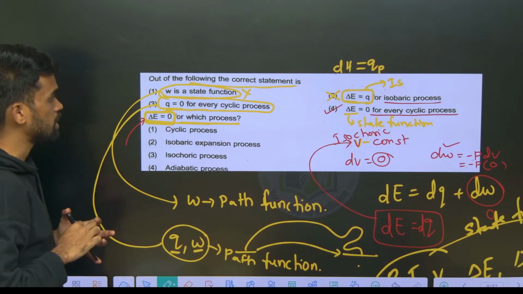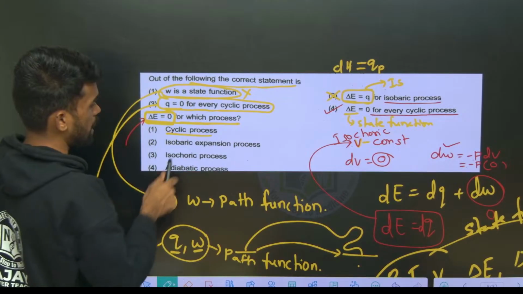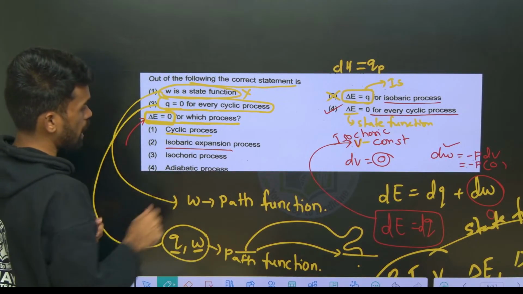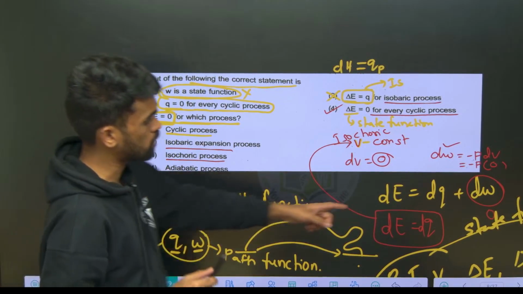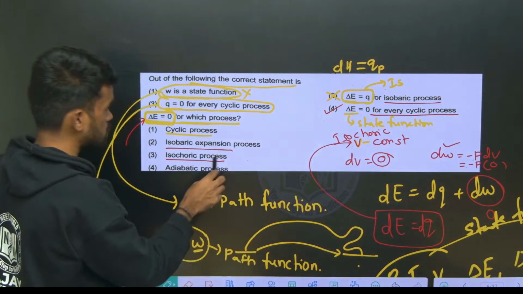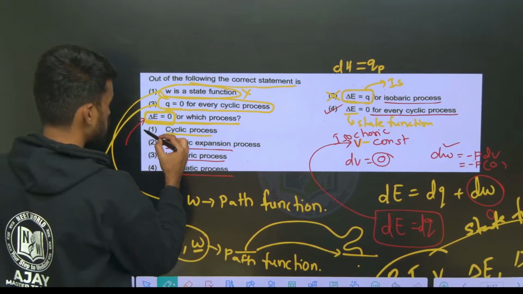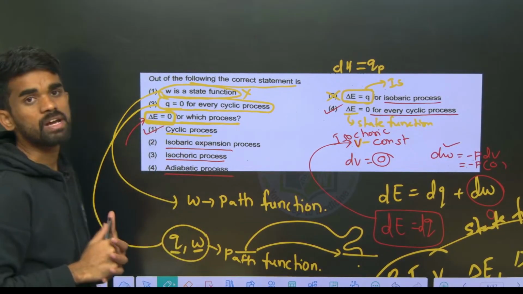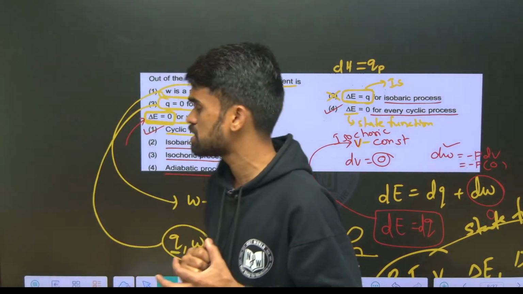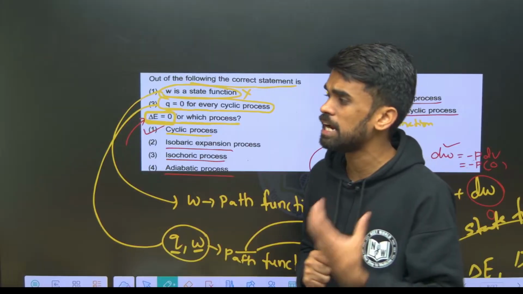Which process is it? See, if it is a cyclic process, yes, we can expect it, and isobaric process, no. Okay, isochoric process, what is it equal to? dE equals dQ, so it is also not 0 here. Adiabatic process, not 0. So only option number 1 will be the perfectly correct answer for this question, because the change in internal energy is 0 in a cyclic process because it is a state function.